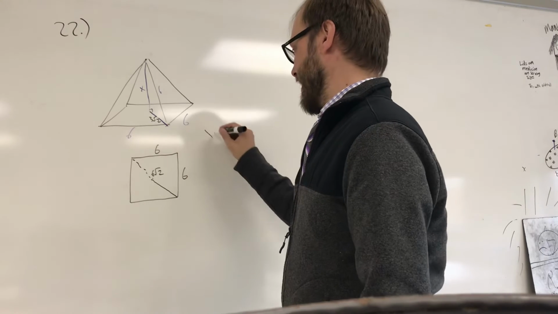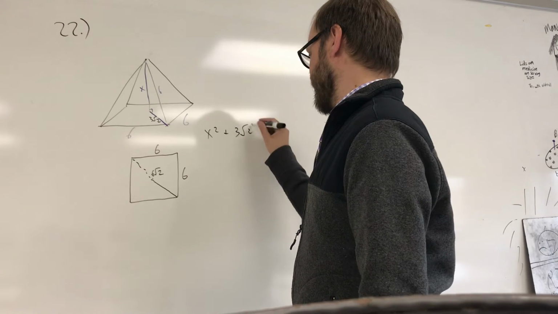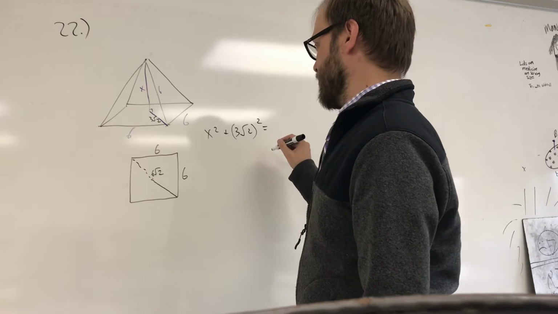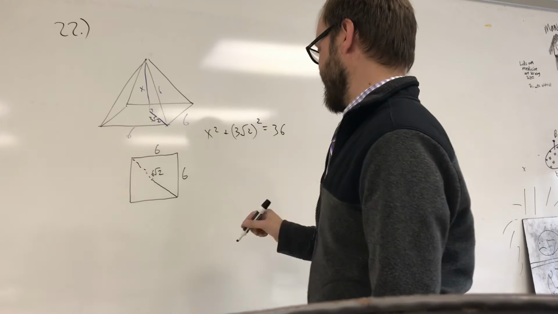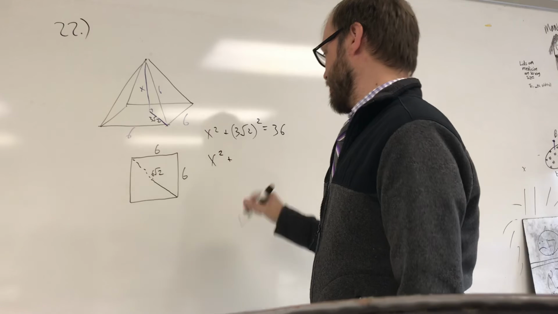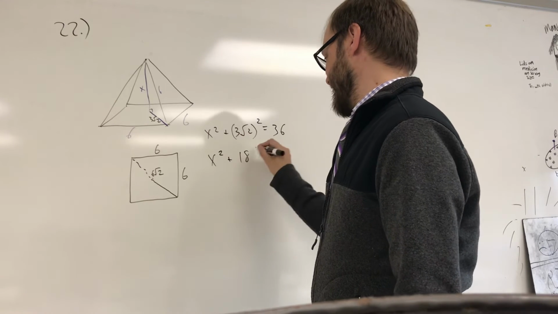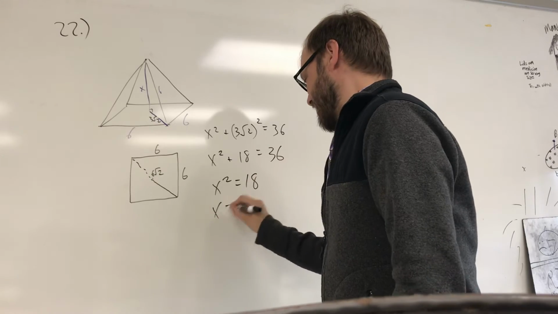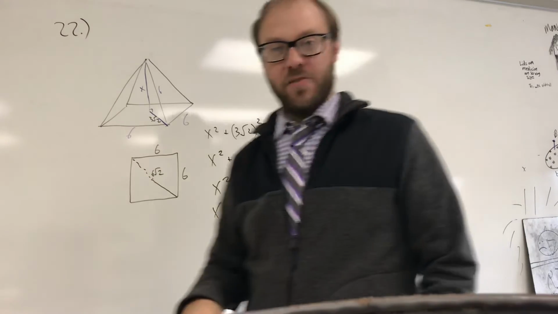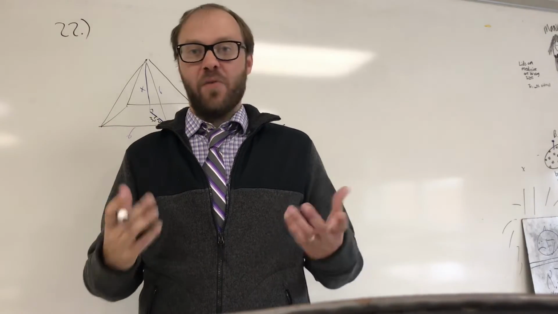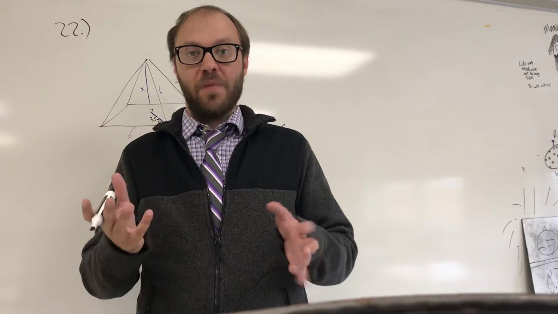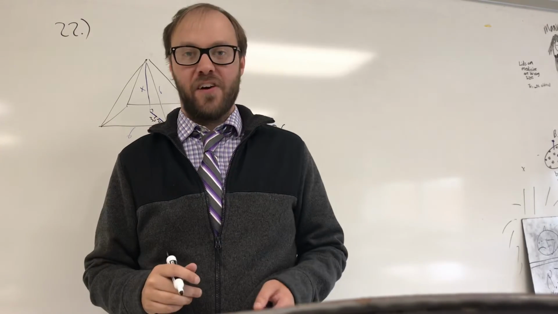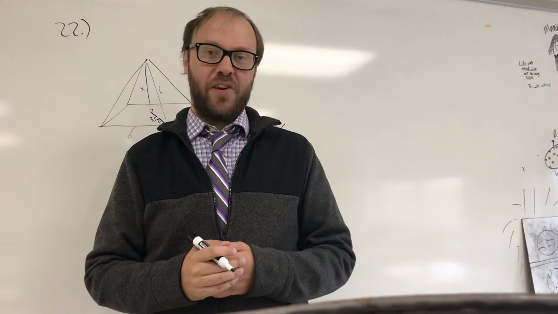Let's try that. x squared plus 3 radical 2 squared is equal to 6 squared, which is 36. You're going to get x squared plus, 9 times 2 is 18, is equal to 36. And notice, you get the same square root of 18 that we got doing the other problem. One of the really important testing strategies is, if you can do a problem more than one way and get the same answer, you can be really confident that your answer is right.